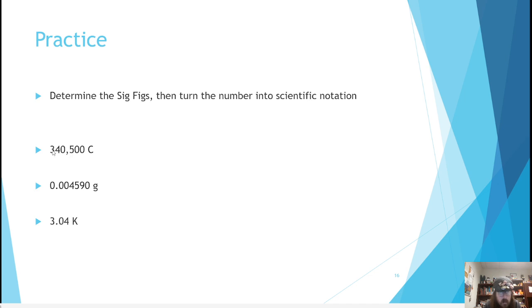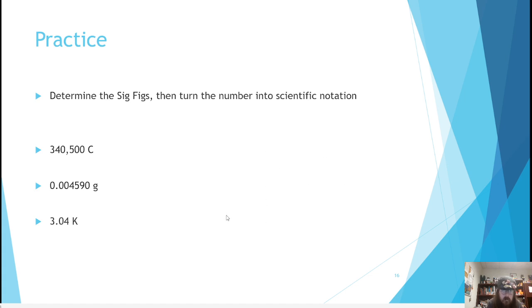So how many sig figs? I have 1, 2, 3, 4. If I were to turn this into scientific notation, it has to be a number between 1 and 10. So I'm going to write 3.405. Now, how many places would I have to move the decimal? I'd have to move it 1, 2, 3, 4, 5. So 3.405 times 10 to the 5th.